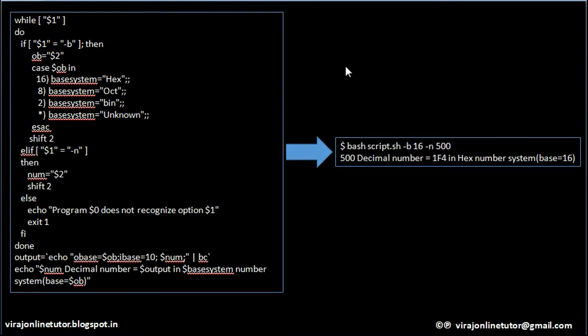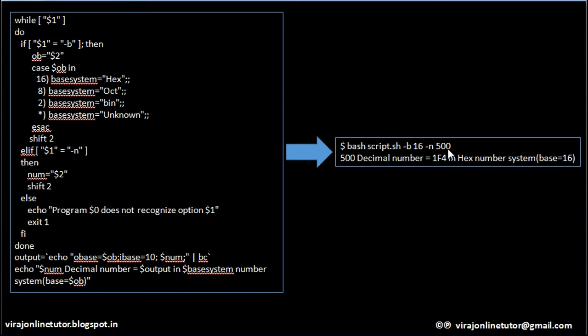Now let's discuss an example of how to convert a decimal number into either hexadecimal, octal or binary format. Here script.sh is the name given to this shell script, and this is how I execute it. I run this script and I pass these 4 command line parameters: -b followed by which base I want it converted to, and -n followed by a number in decimal format.